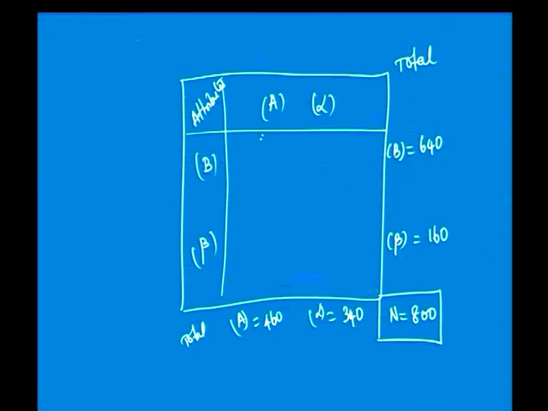One more value we have found out in the box is the A beta value, which is 80, and alpha beta also we have found out as 80. So we have to fill up these two values. When this is 80 and the total is 460, this value will be 460 minus 80, which is equal to 380. Similarly, for 340 and this value being 80, 340 minus 80 will give you the alpha B value, which is equal to 260. So this is the 2 cross 2 contingency table for association.